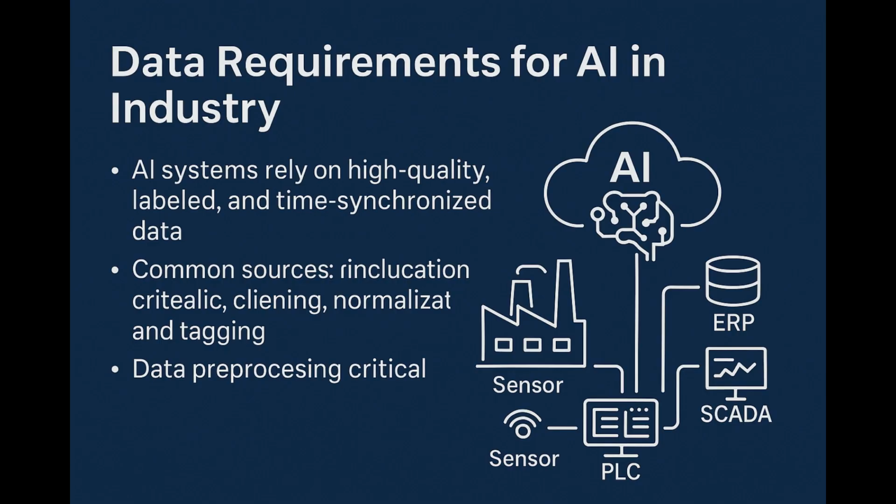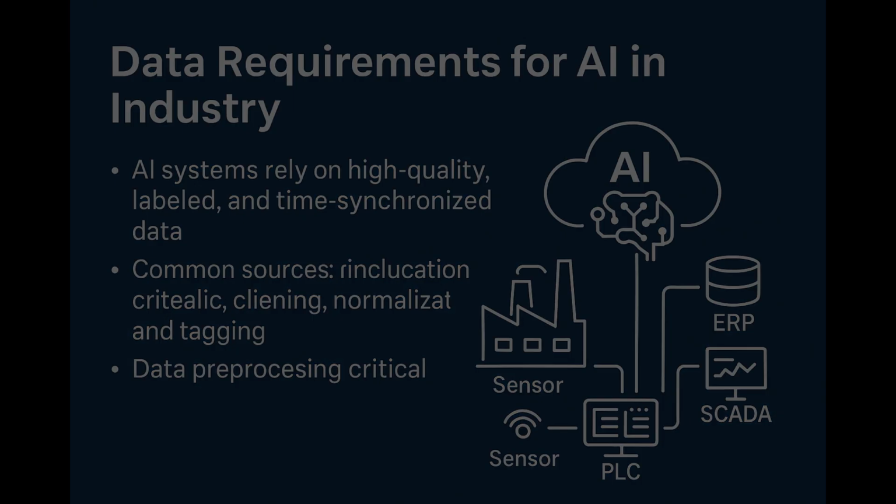You also need to consider data flow. Is the data coming in real time? Is it stored securely? Can it be accessed by your AI platform? Finally, data pre-processing is key. Cleaning, filtering, normalizing, and aligning the data are all essential steps before it's fed into a model. In short, the better your data, the better your AI. Investing in data readiness upfront pays off in model accuracy and system reliability.